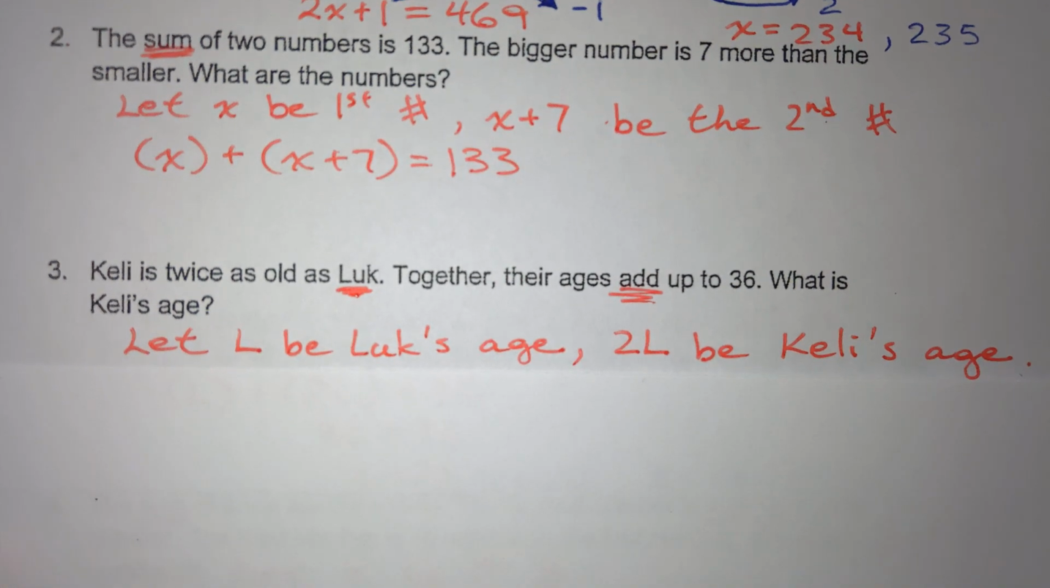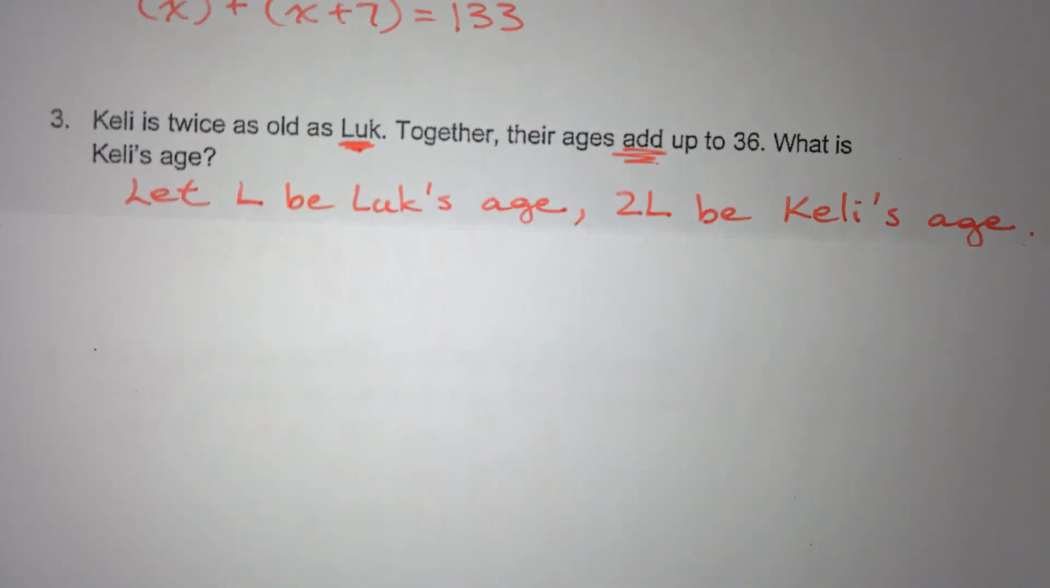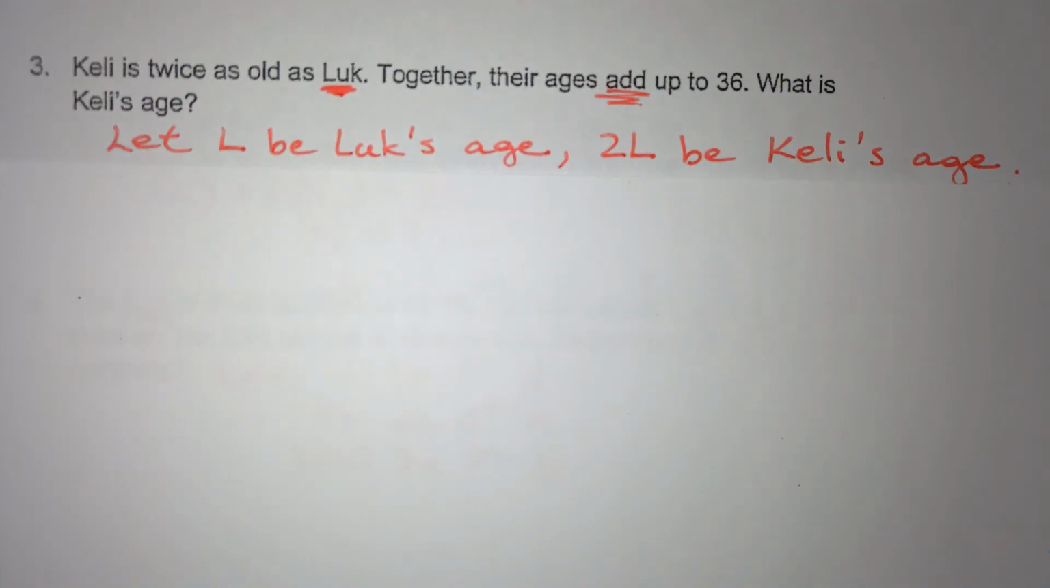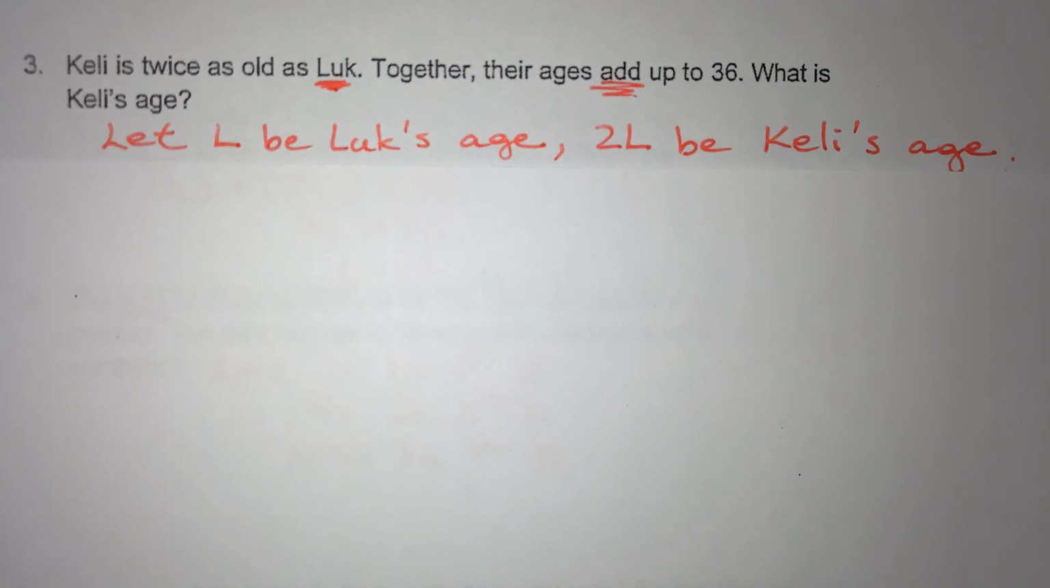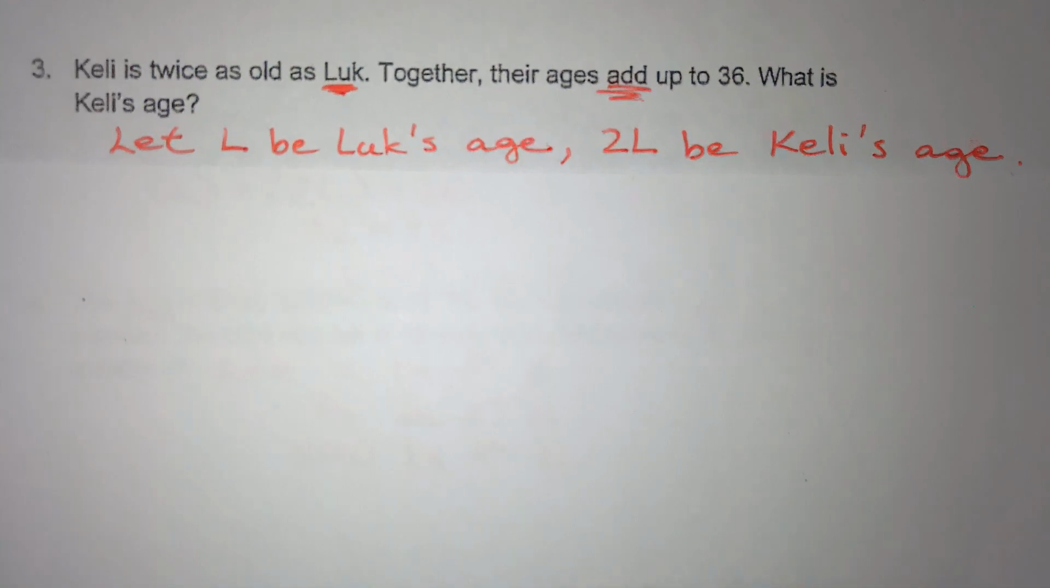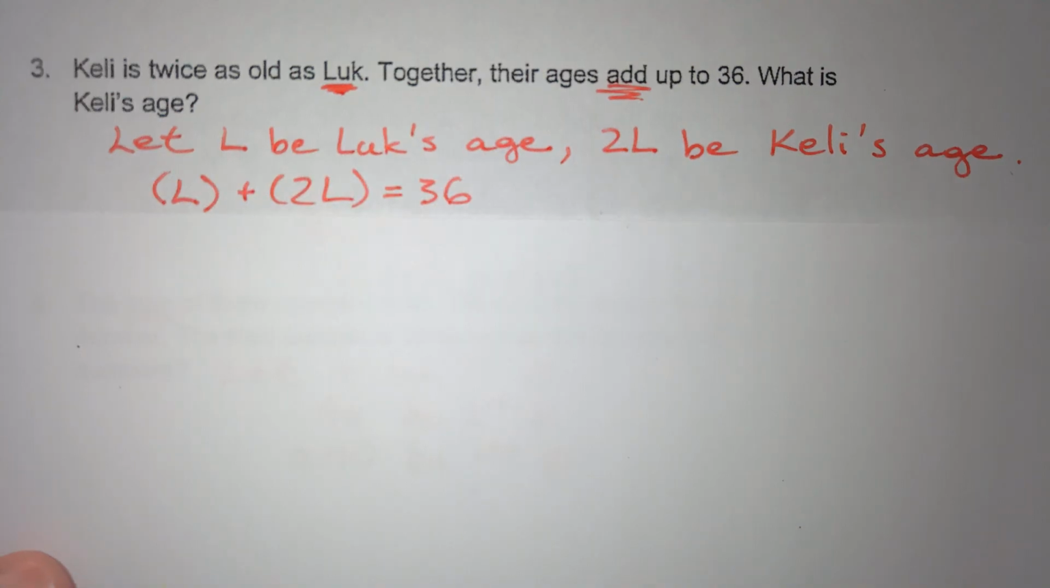So what would my equation be? L plus 2L. Yep. And then it's an equation, so I need that equal 36, right? Because without that equal sign, I can't solve it. So then 3L equals 36. So therefore L equals 12.